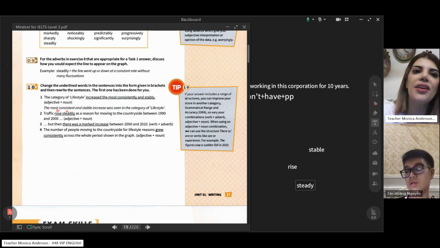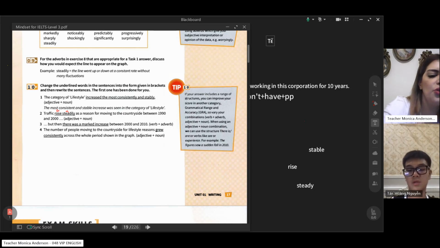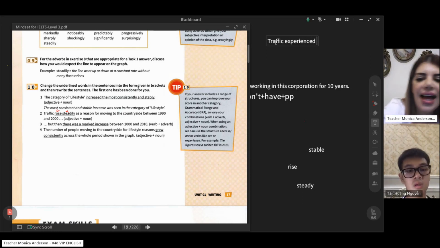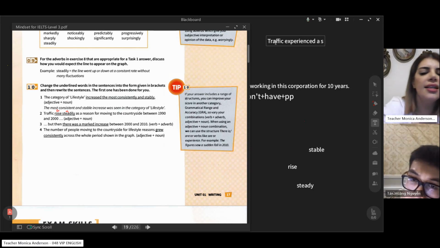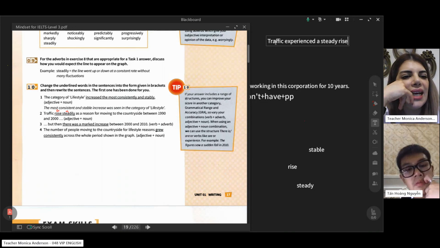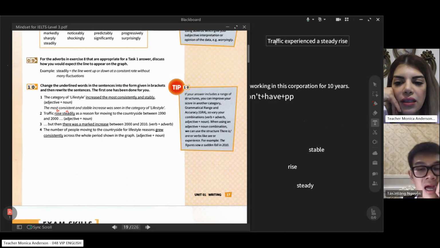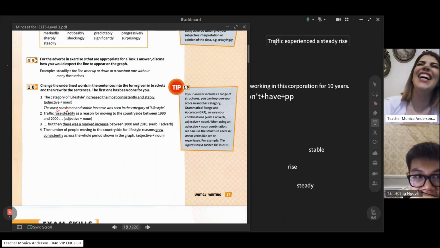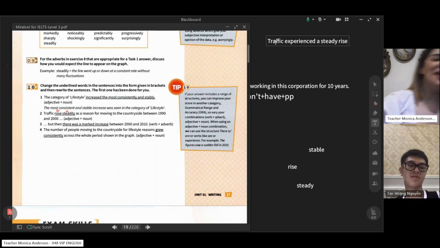But you can say another sentence. For example, you can say traffic experienced, traffic saw. So traffic experienced, now you can say a steady rise and the rest of your sentence. And number 3, how can traffic experience? So let me say something.